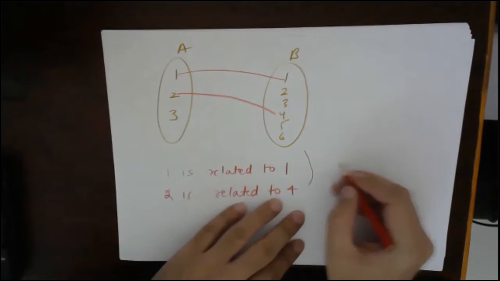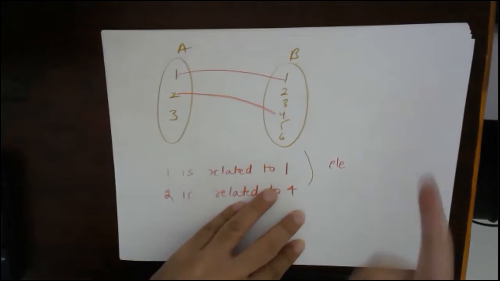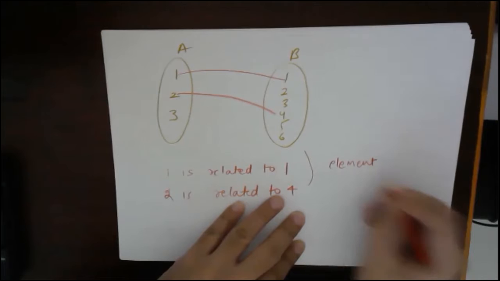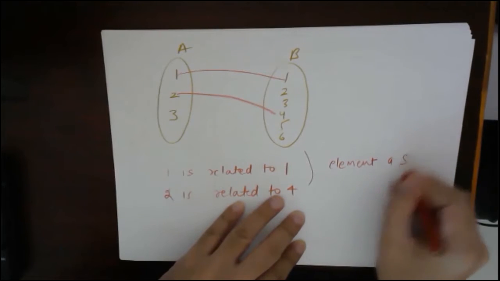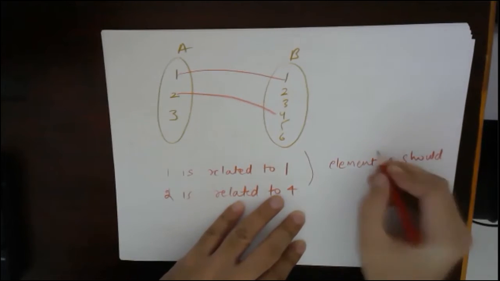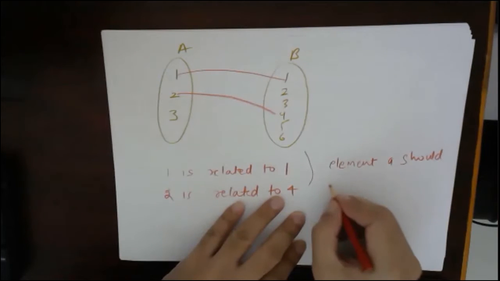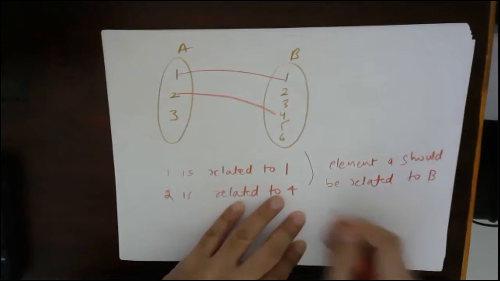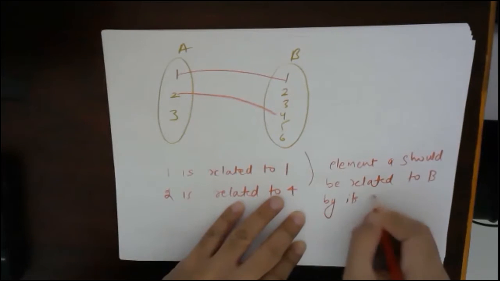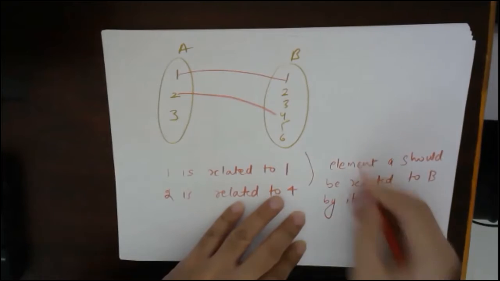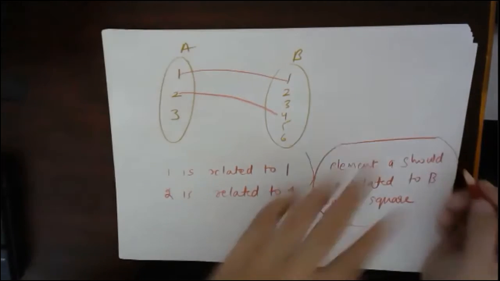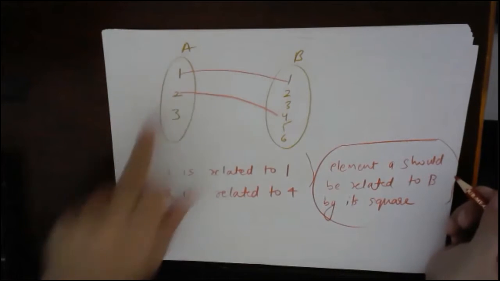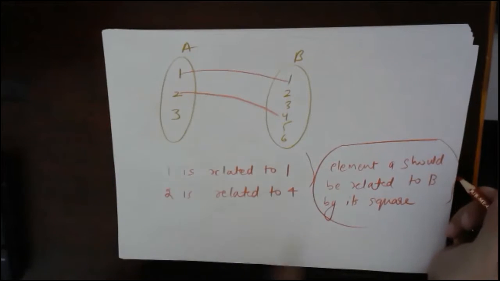The element from set A should be related to B by its square. So this is a relation defined, by which I have said that 1 is related to 1 and 2 is related to 4.